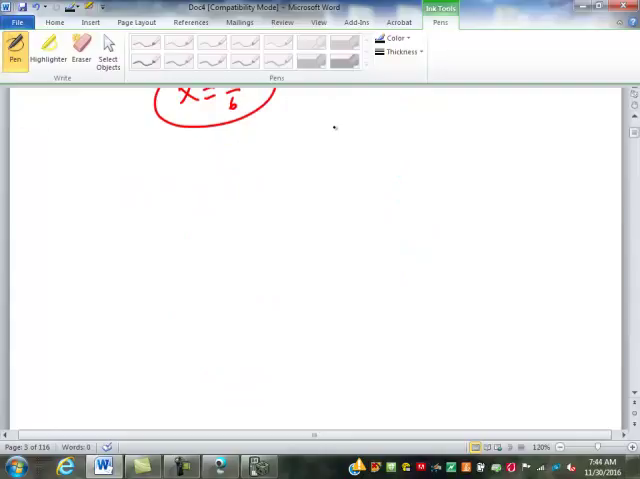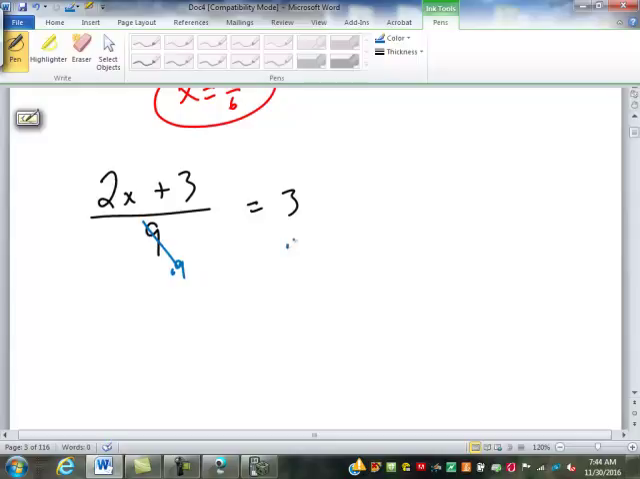Or you might have something like this. You remember where to start with something like this? Yeah, the whole left side's been divided by 9, so we're going to get rid of that by multiplying by 9. So over here, that just cancels out the 9, and we're left with 2x plus 3.